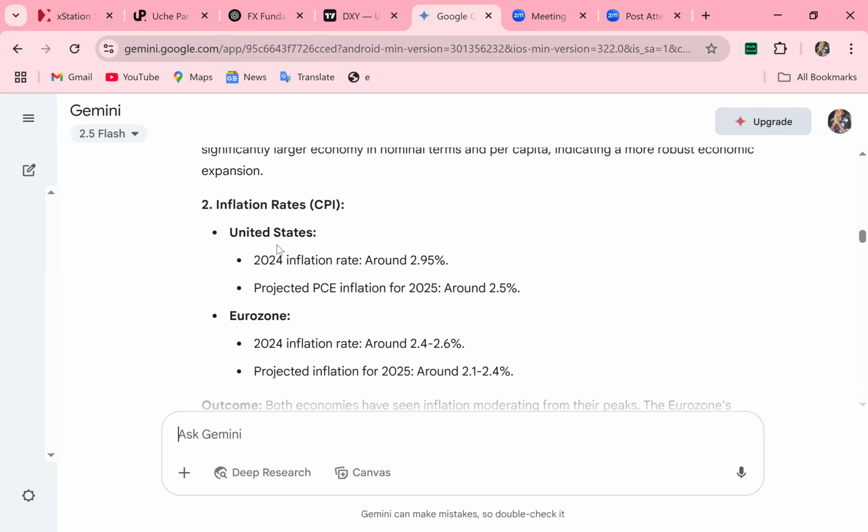Then, when you come to the CPI, as of 2024, they're talking about 2.9%, 2.95%. That's the United States. In 2025, they're talking about 2.5% for inflation. So is it high or low? That means it's lower. And low inflation is good for their currency or for the economy.